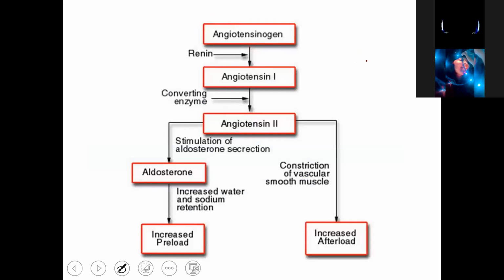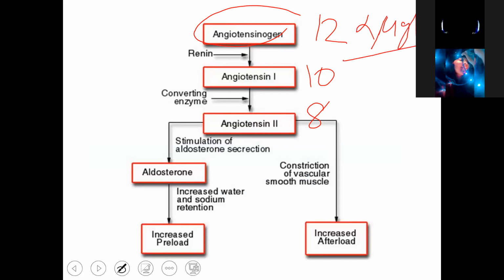It is the complete cycle. What is the fate of angiotensinogen? You see, it is the 12, it is the 10, and it is the 8 amino acid. So it is the precursor angiotensinogen. It is the alpha 2 globulin. It is converted to angiotensin 1 by the renin. And further, the angiotensin converting enzyme 1 converts this angiotensin 1 to angiotensin 2.